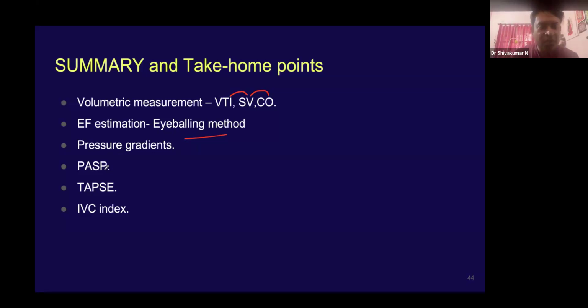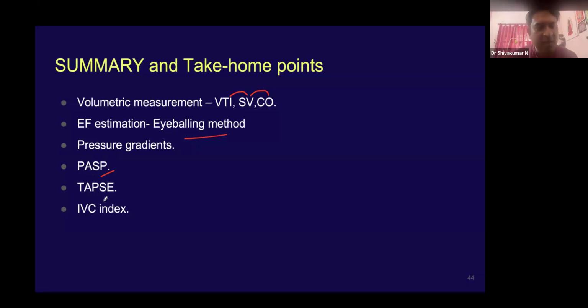lesion. Another important measurement is the measurement of PASP. How do we measure it? From the TR jet velocity. In the four chamber view, we measure the velocity of the TR jet. From the TR jet velocity, we measure the RVSP. From the RVSP, we can estimate the pulmonary systolic pressure, which will tell you the severity of pulmonary hypertension in your patient.